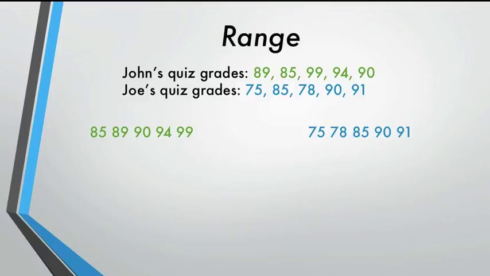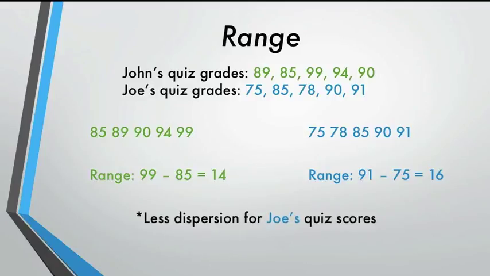The range for John's quizzes is calculated by subtracting 99 minus 85. The range for this set of data is 14. For Joe's scores, 91 minus 75 equals 16. The range for Joe's scores is 16. Between the ranges, there is less dispersion for the scores on Joe's quizzes.